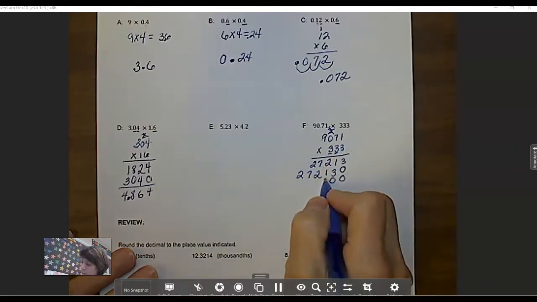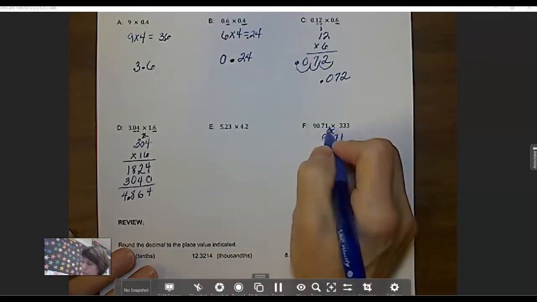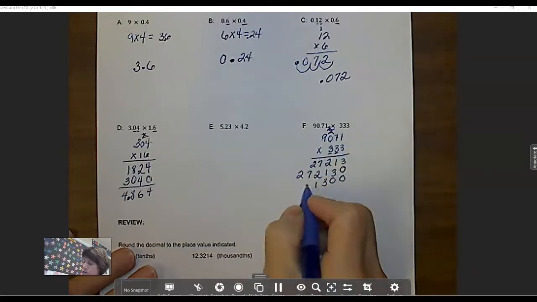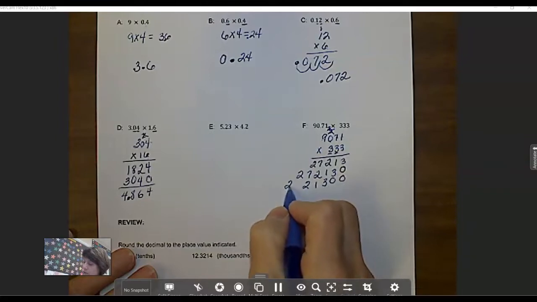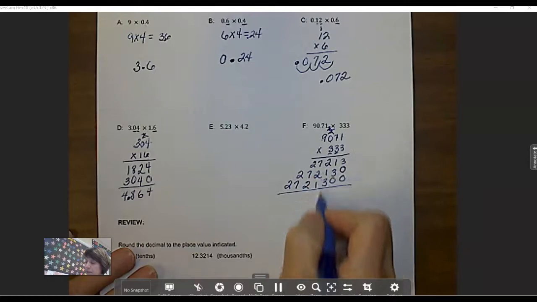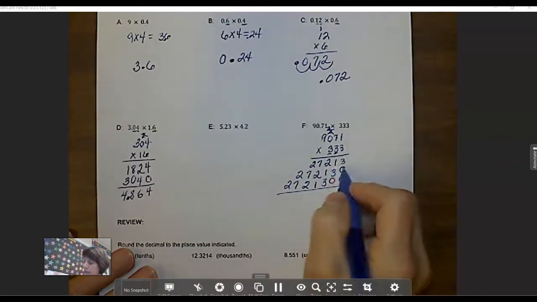So 3 times 1 is 3, 3 times 7 is 21, so I put down my 1, carry my 2 again. 3 times 0 is 0, plus 2 is 2, 3 times 9 is 27. All right, now it's really important that I kept those columns nicely lined up there. You can draw lines if you like to keep those nicely lined up.